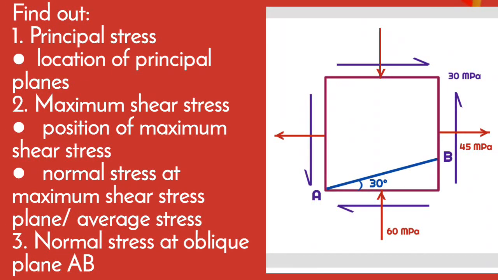Given the question, find out first the principal stress and location of principal stress. Second, the maximum shear stress, position of maximum shear stress, and normal stress at the maximum shear stress plane, or average stress. Third, the normal stress at oblique plane AB.